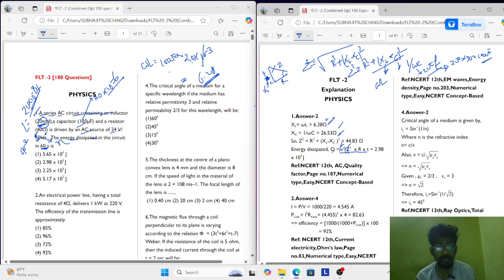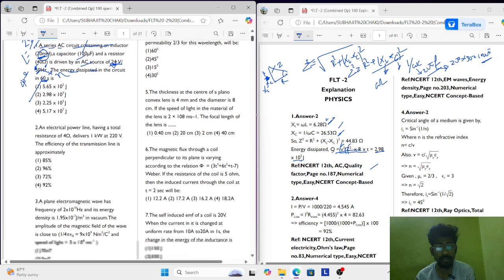XC is equal to 1 by omega C, and you can calculate it with the same procedure. This is voltage. Now put all the values in this formula. There is no need of this voltage here, so just put all the values and you will get an answer of around 3, like 2.98 into 10 to the power something. So from this you can say option number 2 is the correct option here.